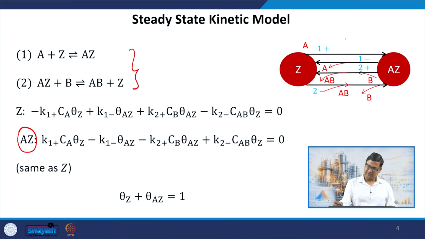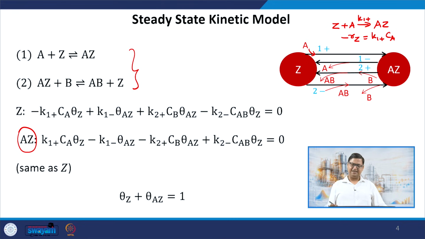The first rate corresponds to the reaction Z plus A going to AZ. Let us say the rate constant for that is K1 plus, and assuming that it is an elementary reaction, the rate of consumption of Z is given as something like K1 plus Ca into the concentration of the active sites, which is represented by theta Z. It is some kind of a concentration of the active sites which are free for the adsorption of species A.